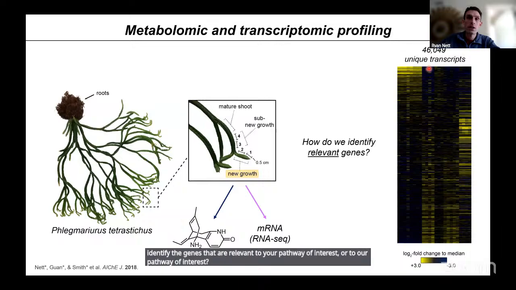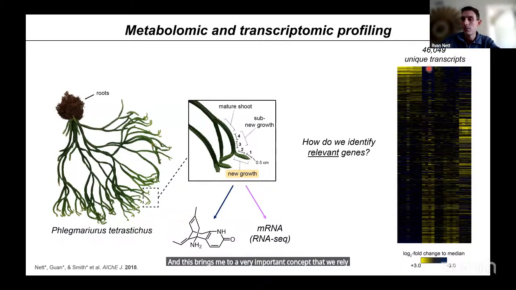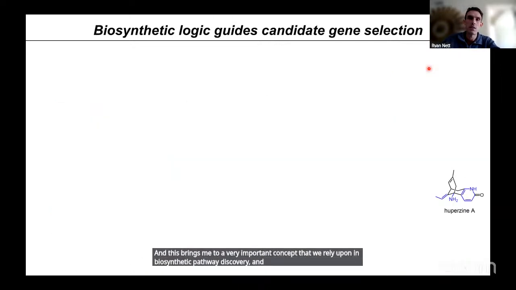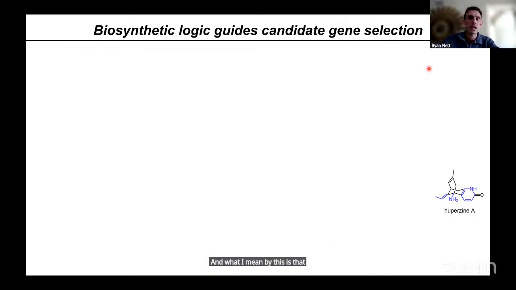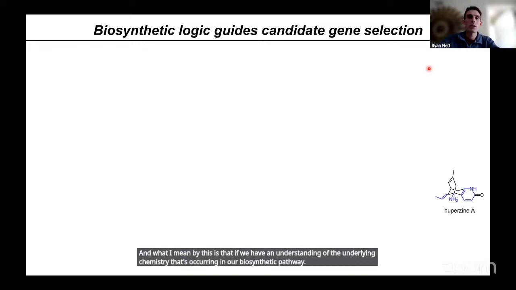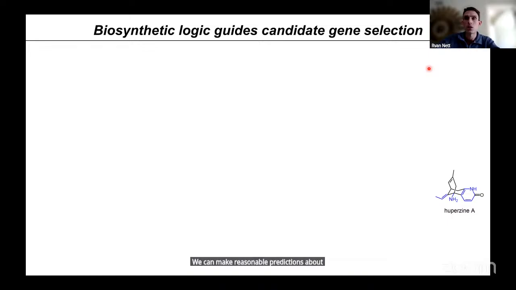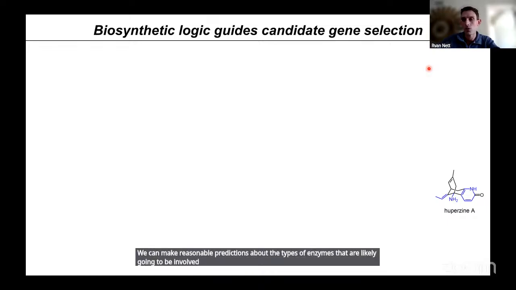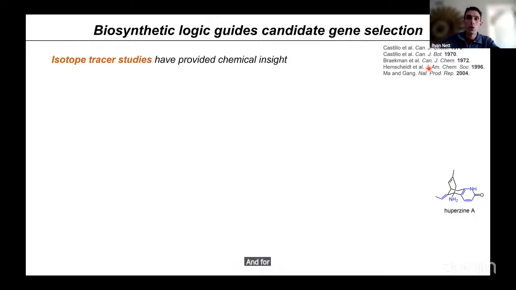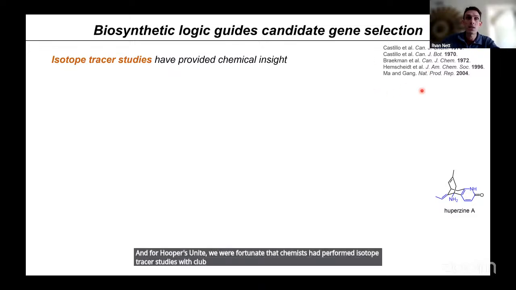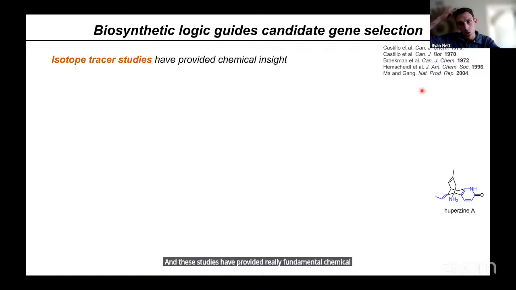And this brings me to a very important concept that we rely upon in biosynthetic pathway discovery, and that is this idea of biosynthetic or chemical logic. And what I mean by this is that if we have an understanding of the underlying chemistry that's occurring in our biosynthetic pathway, we can make reasonable predictions about the types of enzymes that are likely going to be involved in catalyzing that chemistry. And for huperzine A, we were fortunate that chemists had performed isotope tracer studies with club mosses going back to the 1970s. And these studies have provided really fundamental chemical insight into how these molecules might be made.